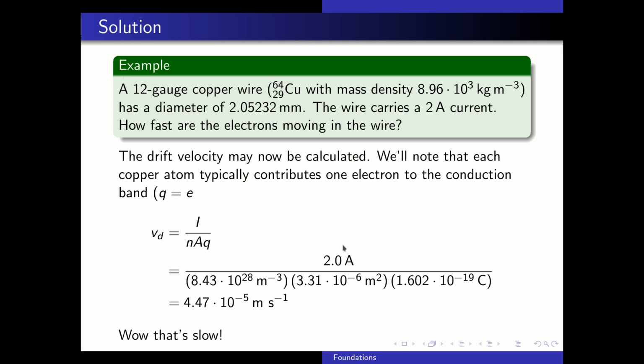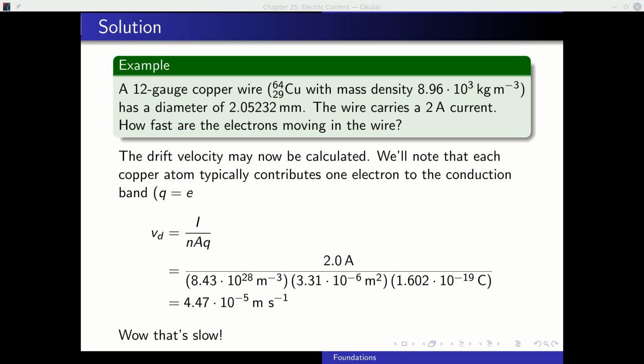All right, so we can plug these values in. 2 amps over, there's our number density that we just calculated, 10 to the 28th per cubic meter. There's a cross-sectional area, which I calculated separately. And there is a charge per carrier, the 1.602 times 10 to the negative 19th coulombs. When we evaluate that, we come up with a velocity, the speed of the electron, at close to 5 times 10 to the negative 5th meters per second. So about 44, 45 microns per second.